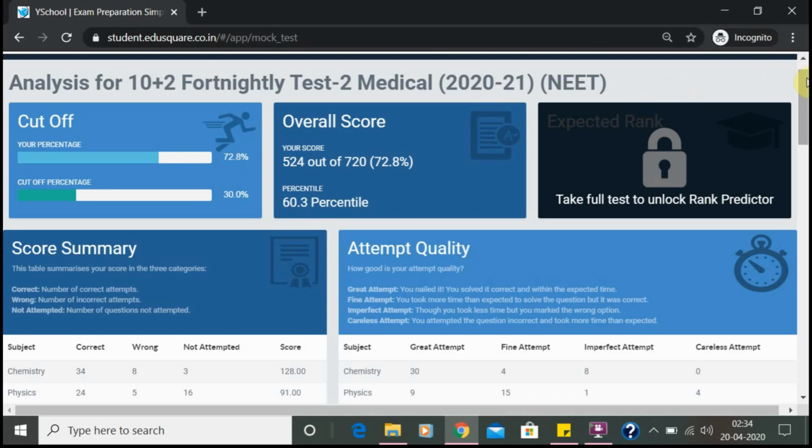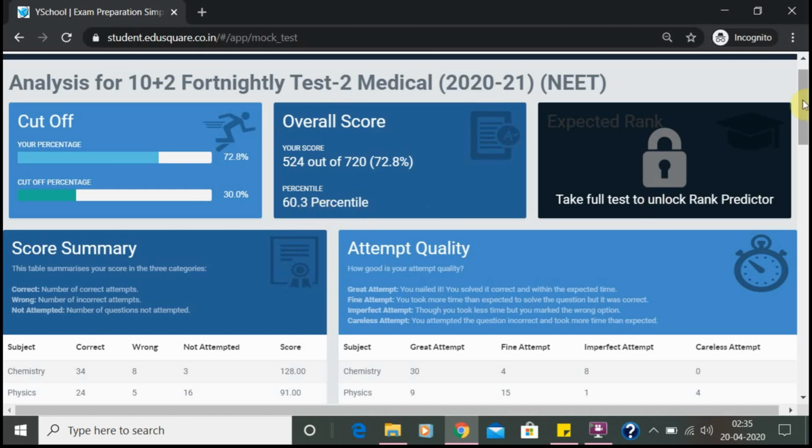So how do we analyze the test? We'll start from where you attempted your test. You'll click on the same test that you attempted. Now it would have been shifted to the attempted window. So once you click, this analysis window comes up. So this is the detailed analysis window. Here, you can see the cutoff percentage and your percentage, a comparison of the same is given, and your overall score and the percentile is also mentioned.